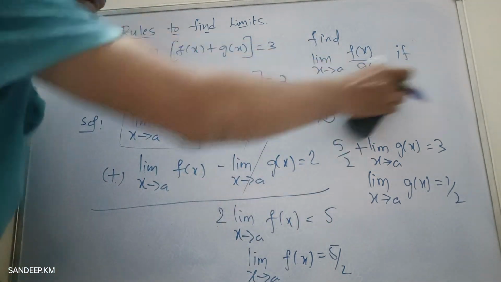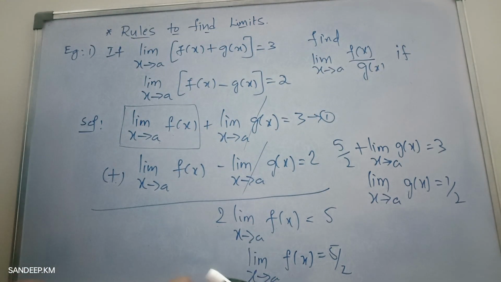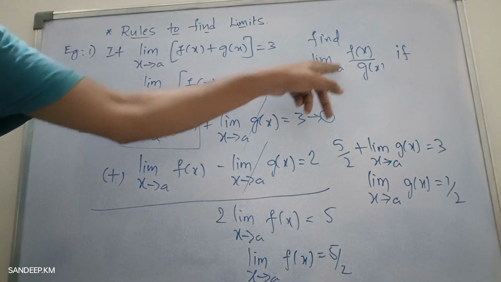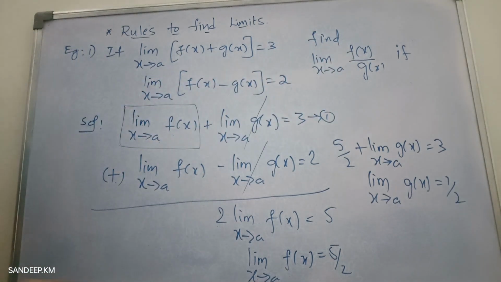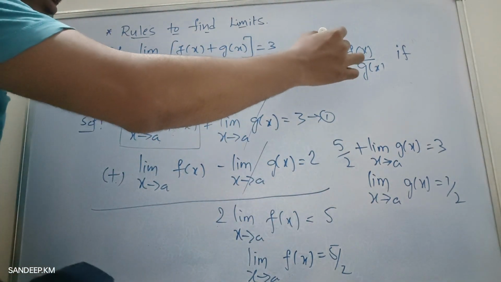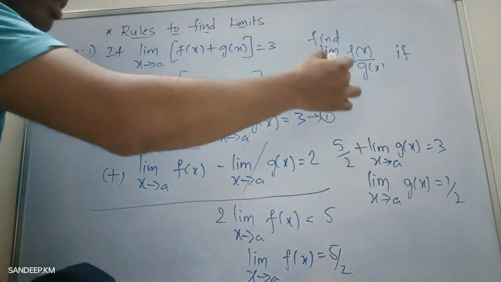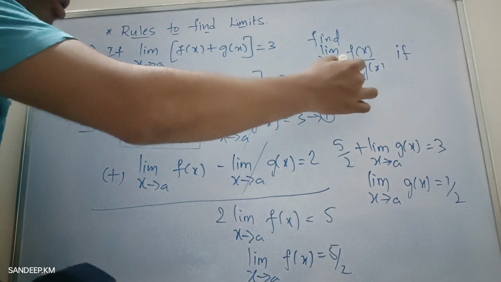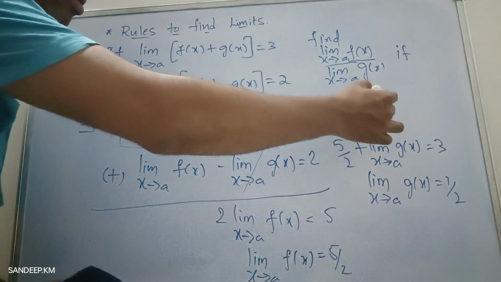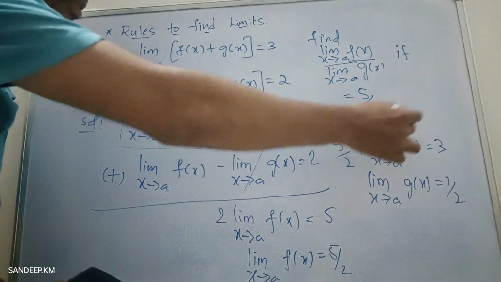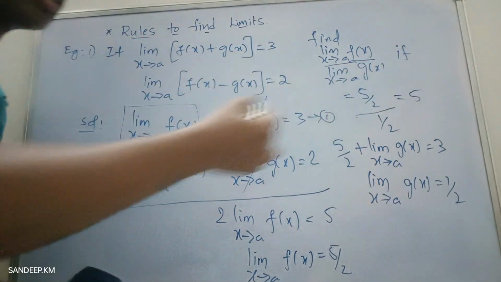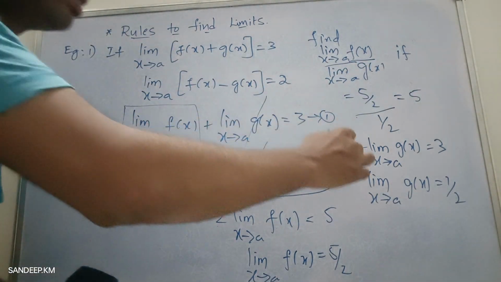Simple. As I told you, according to the third rule of limits, I can separate the limit to both numerator and denominator. So when I separate the limit, we get limit x approaches a f of x divided by limit x approaches a g of x. The numerator's value is 5 by 2, whole divided by the denominator's value, 1 by 2. So the by 2 and by 2 will get cancelled. The answer is how much, dear students? 5. The answer is 5.